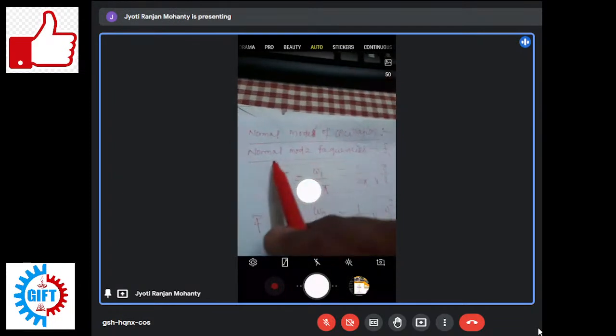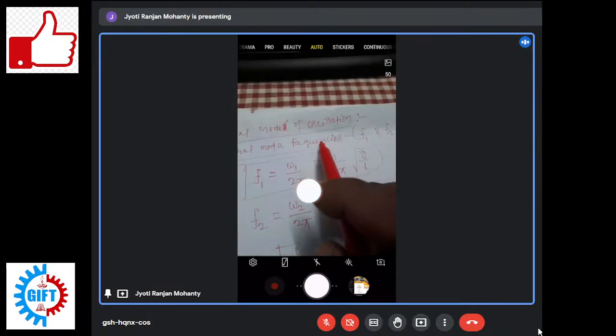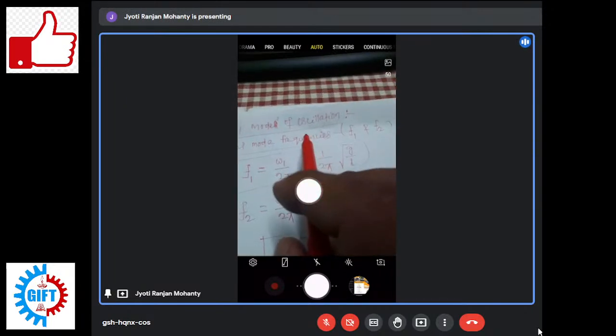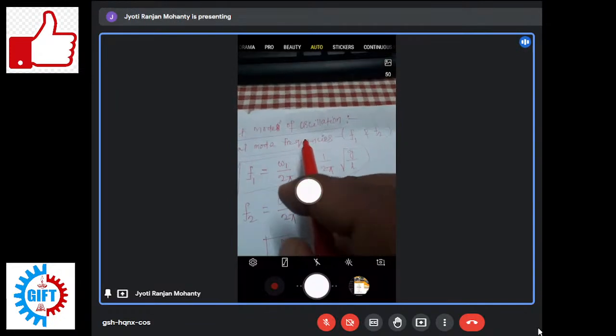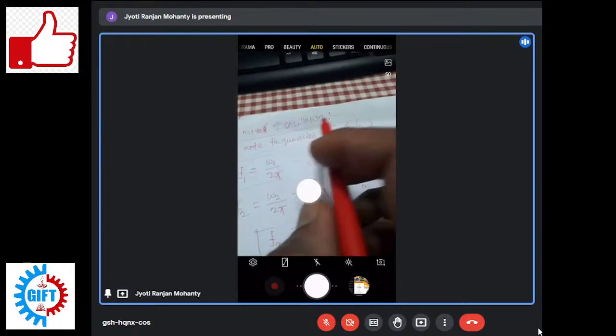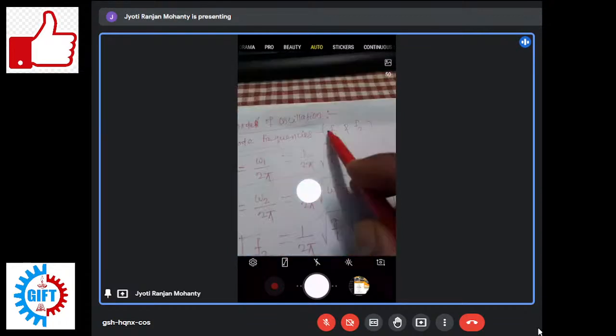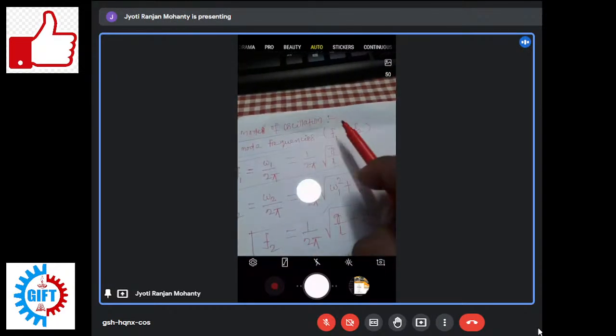Normal mode frequency. You give the heading normal mode frequencies. Many times I told you, whenever the angular term is not used, you identify that it is linear frequency, which is F1 and F2. Normal mode frequencies F1 and F2.